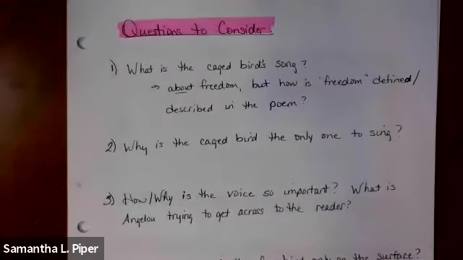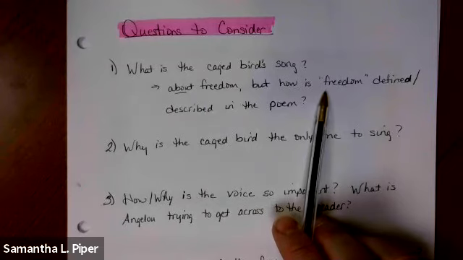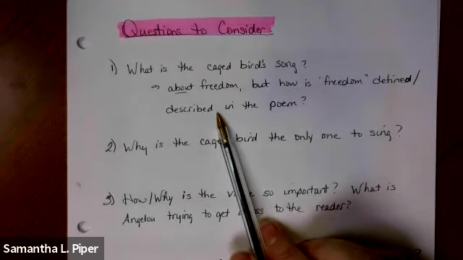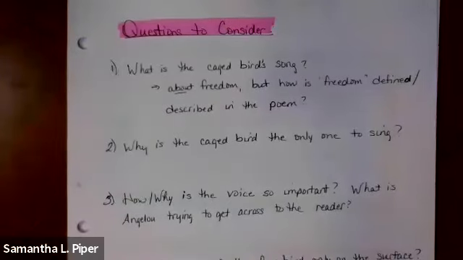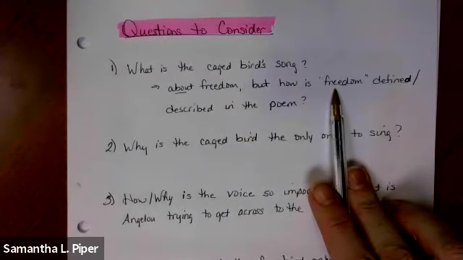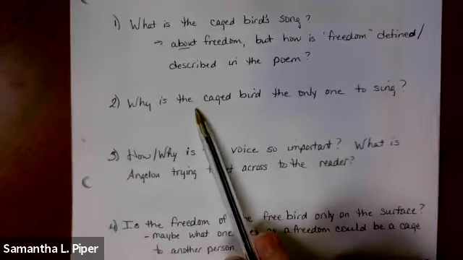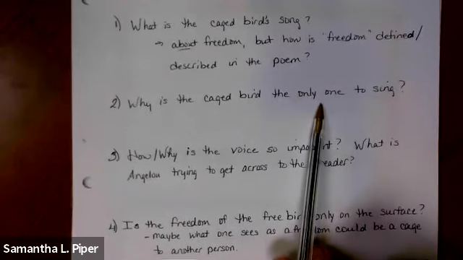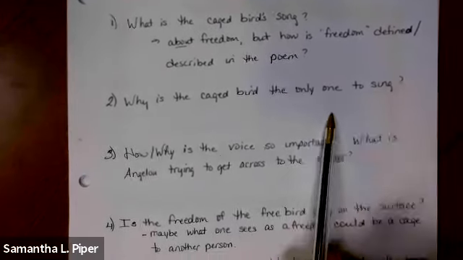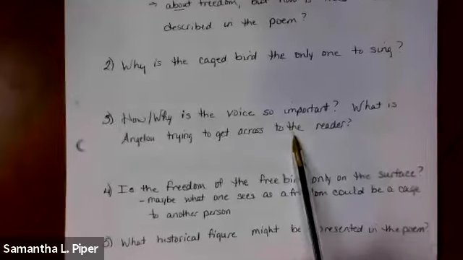So what is the caged bird song? We know it's about freedom, but how is freedom as a concept actually defined or described in the poem? When we look at our description notes, we realize that Angelou gives us that description. She is showing what freedom looks like or what it is not. She's not just telling us about it, she's not just giving us a definition, but her language is descriptive. So again, why is the caged bird the only one to sing? That could be something that you want to talk about in a paper. Why is the voice so important? What is Angelou trying to get across to the reader?